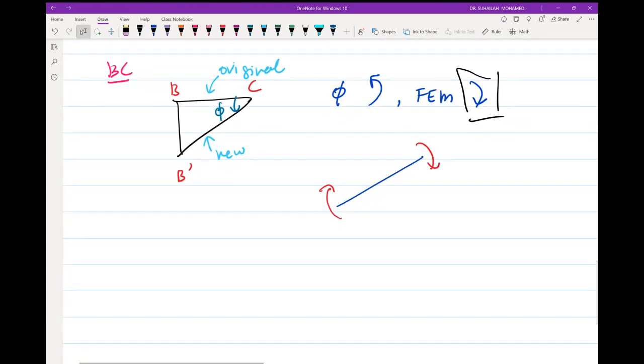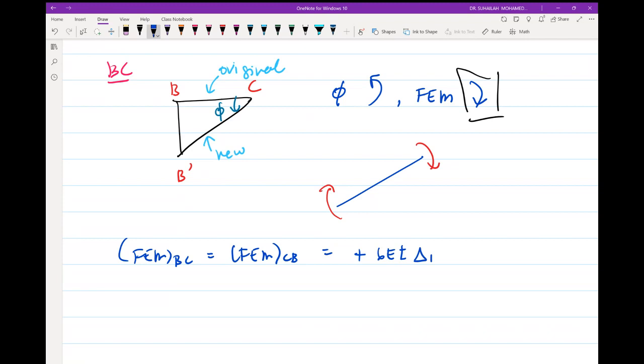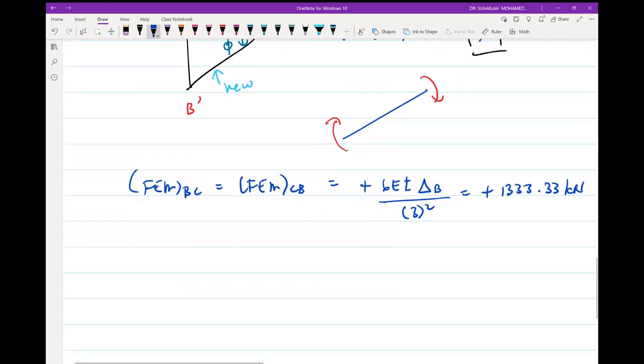So for member BC, FEM BC is equal to FEM CB. Both have the same sign. The behavior of FEM is clockwise, so it is positive. The formula is 6EIΔ_B divided by L. This L is also 3 meter, so we get the same value, but it is positive, 1333.33 kilonewton meter.